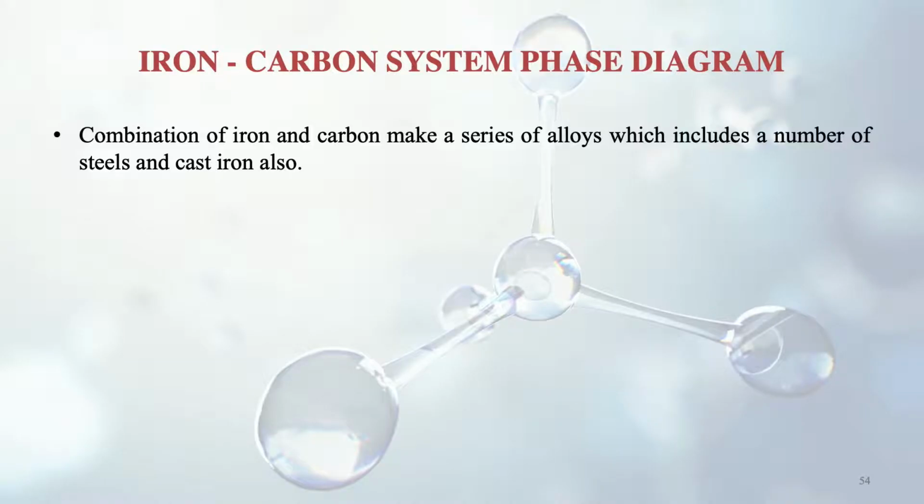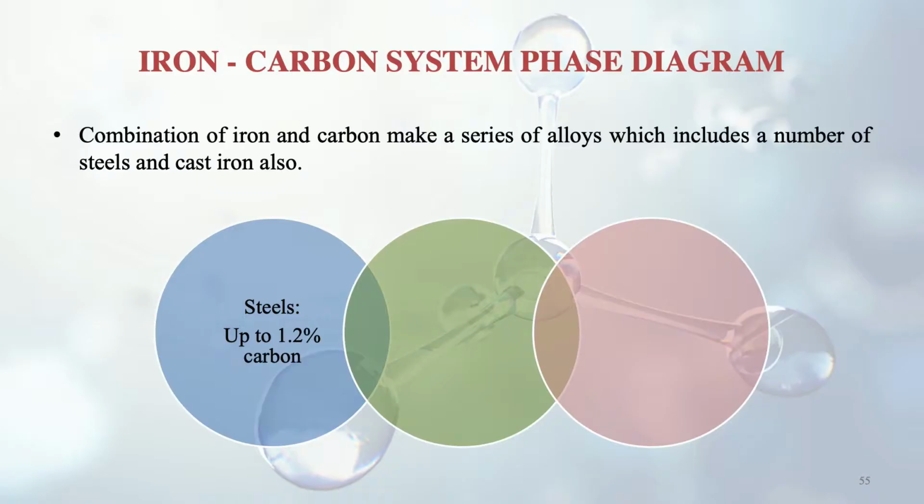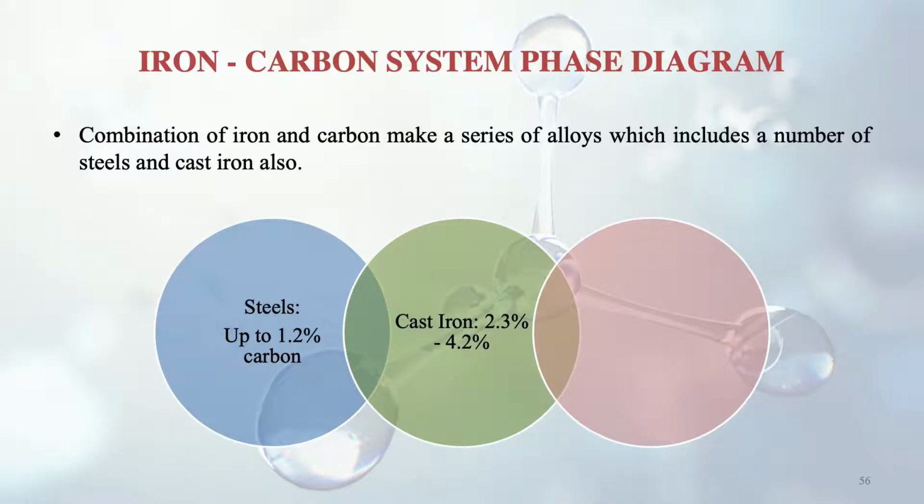So a combination of iron and carbon makes a series of alloys which includes a number of steels and cast iron. Also, we all know that iron and carbon, we have been discussing earlier also, are the two which make up the various kinds of steels and even cast iron. For steels, as I told earlier, it is only up to 1.2% carbon. So anything beyond 1.2% carbon is not steel. And cast iron is between 2.3% to 4.2%.